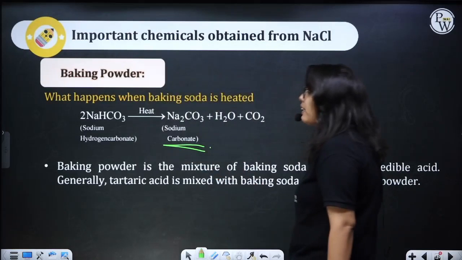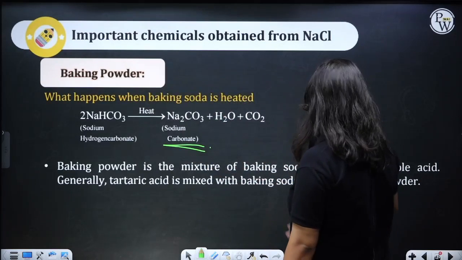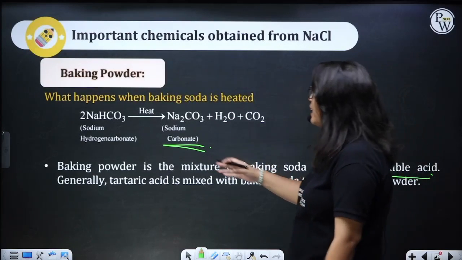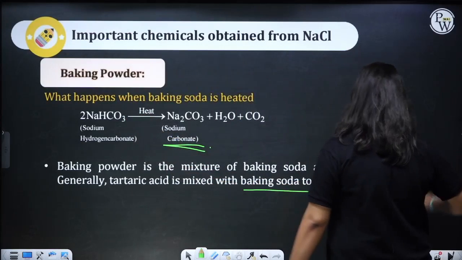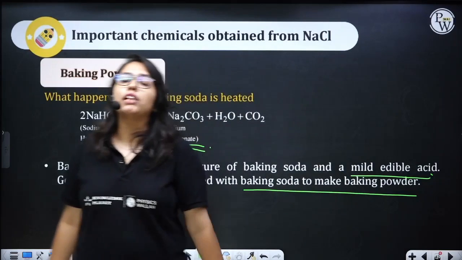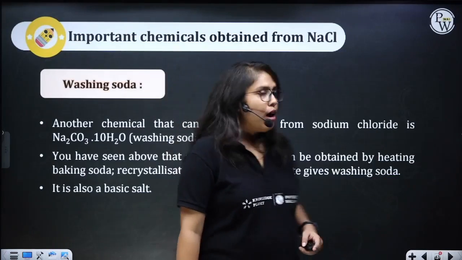So how do we get the baking powder? To baking soda, we add a mild edible acid, which is nothing but tartaric acid, and it is used with baking soda to make baking powder. So sodium tartarate is nothing but baking powder.